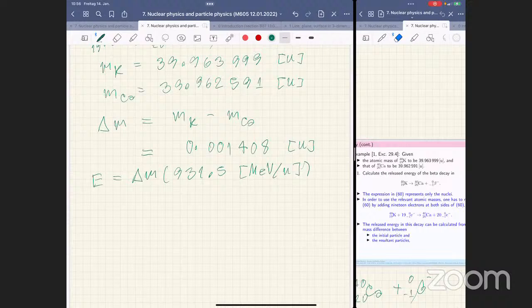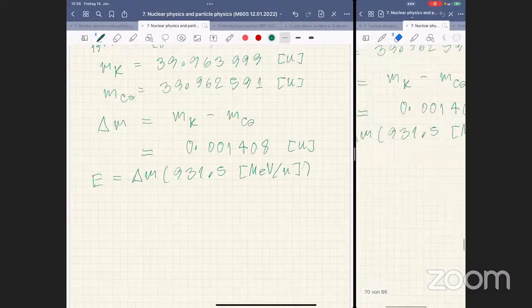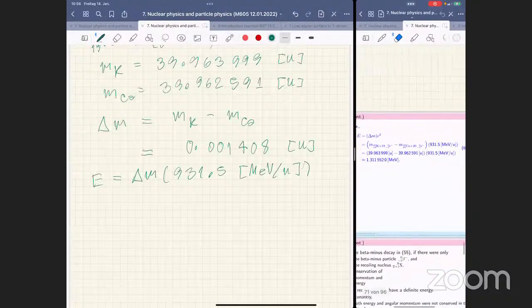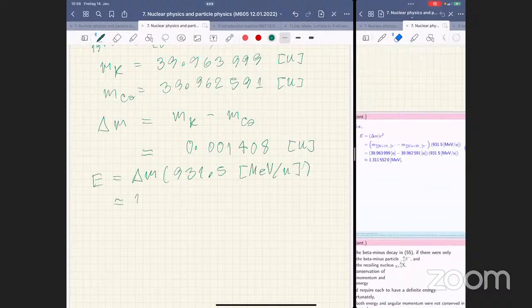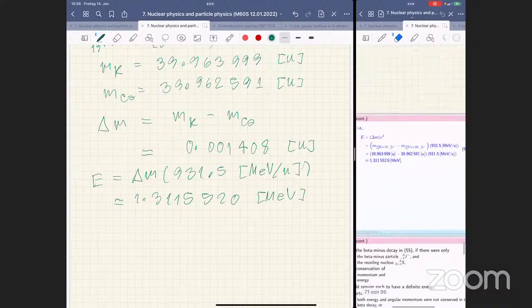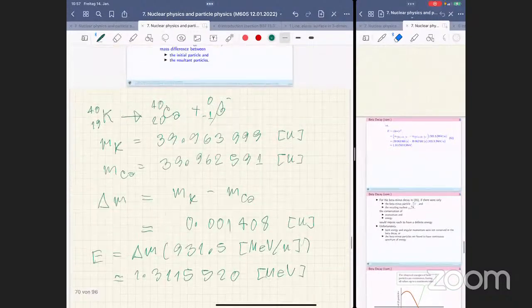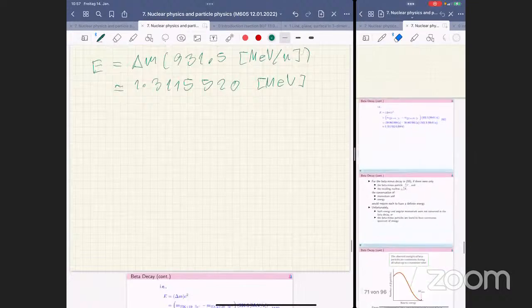It came from E equals mc squared, the mass of particles and so on, right? If we use this number, we arrive at approximately 1.3115520 mega electron volts. Okay, that's the released energy from this process, from potassium to calcium.